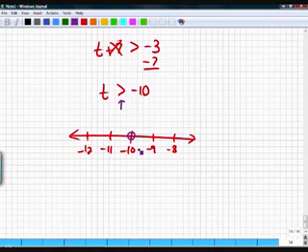Where is things bigger than -10? To the right or to the left? All things to the right are bigger than -10, so therefore that's what your graph's going to look like.